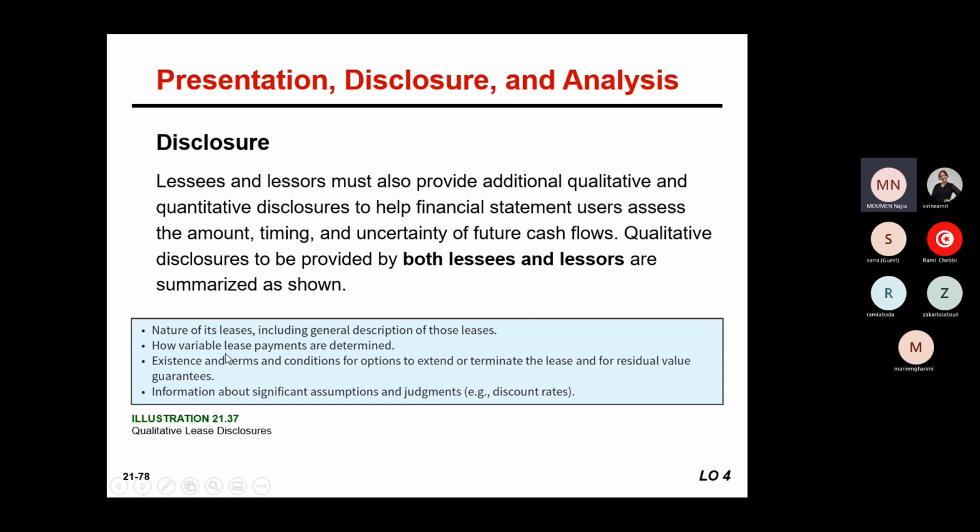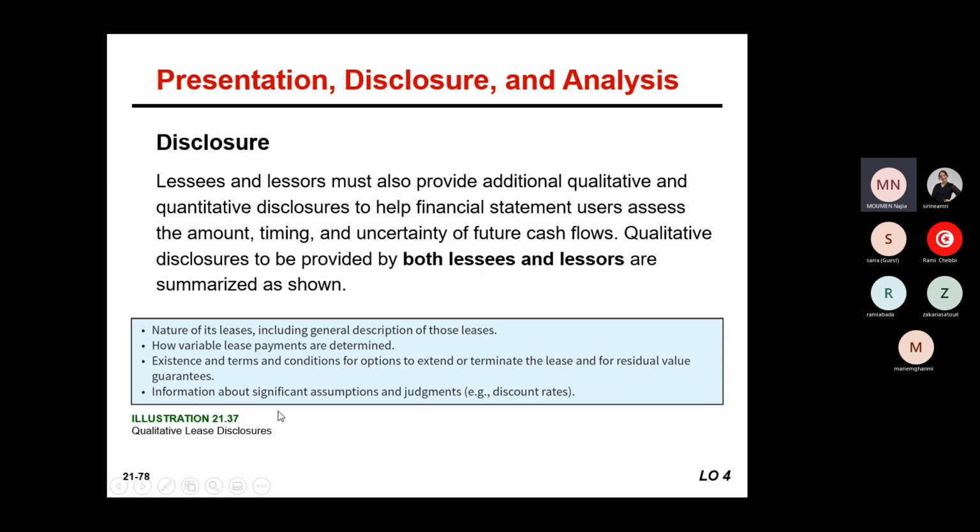If there is any variable payment, how it is determined. If there are any terms and conditions for an option to extend or terminate the lease, and for the residual value guarantee. So if there is any bargain renewal option or bargain purchase option, that should be indicated here in this additional disclosure.